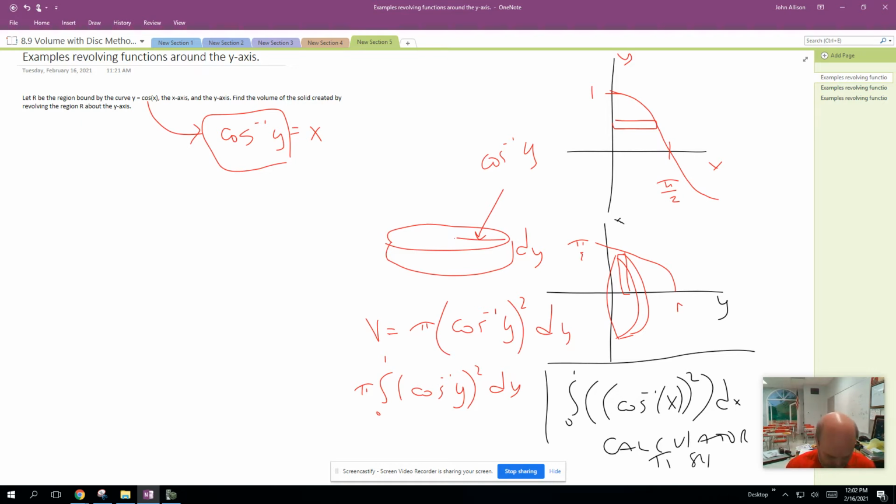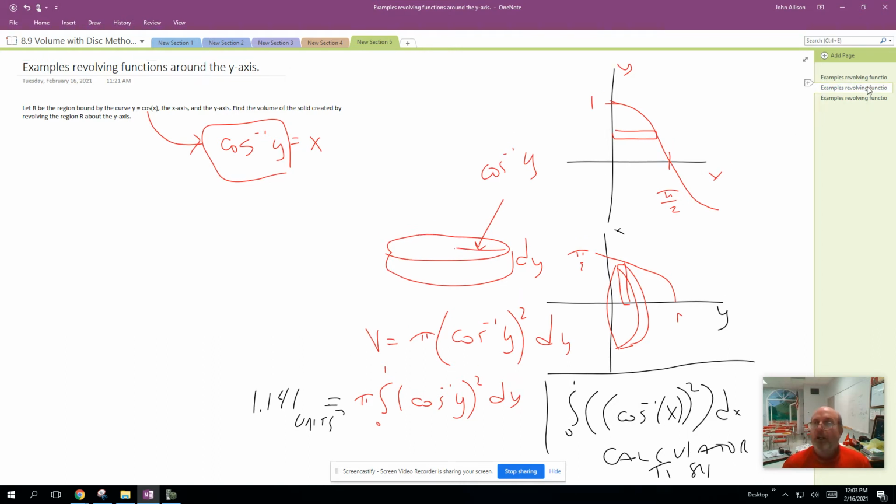And so when we integrate that with respect to x, or sorry, in this case, respect to y, but in the calculator, it has x. I'm going to enter, and I end up with 1.14159. So I could put 1.141 or 1.142, and that's going to be units cubed because we're doing volume. That's the first example we're going to do, rotate around the y-axis.